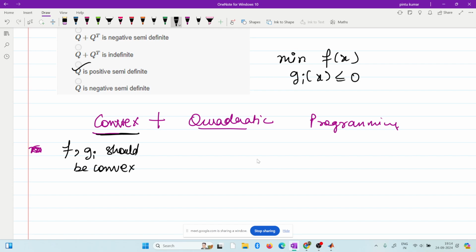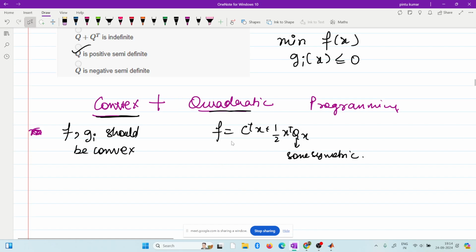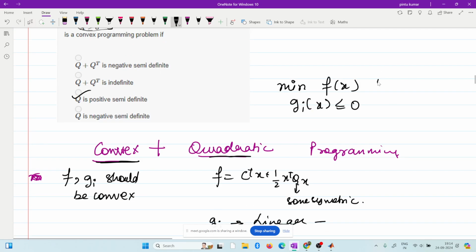Okay. For a quadratic problem, what you want is your f should be of the form c transpose x plus half x transpose Qx, where Q is some symmetric matrix. Okay. I'm going a bit mathematical, but I'll clarify. This is your f, and all your g_i's, you want them to be linear in nature. Okay. So eventually what I'm saying is your f should be of at most order 2. So something of the form x square plus y square plus xy. f can take up to degree 2, but all your g_i's must be linear in nature.